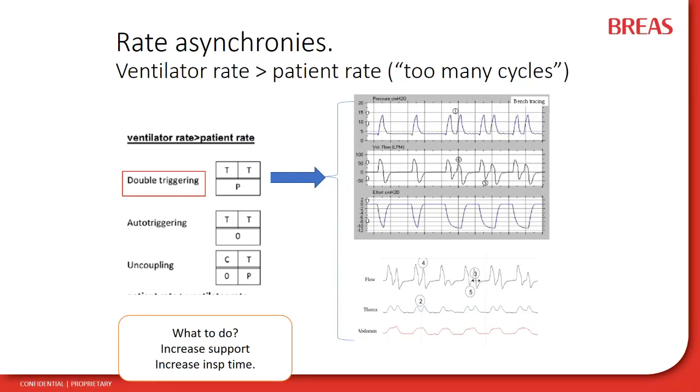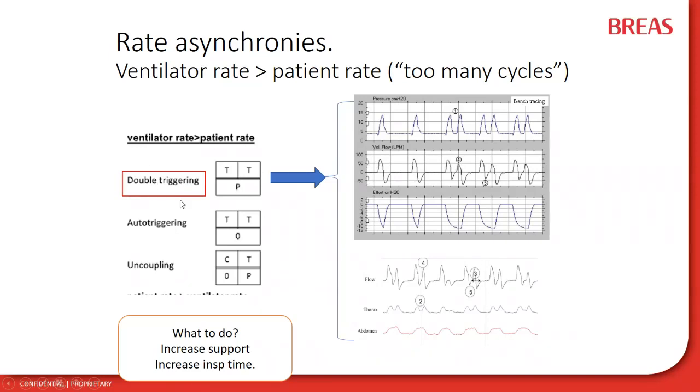Rate asynchrony can be identified by visual inspection, and with rate asynchrony you can find more cycles than expected or fewer cycles than expected. If we identify more cycles than expected, in other words, the ventilator rate is higher than the patient rate, too many cycles, we have 3 different possibilities: double triggering, auto triggering, or uncoupling.